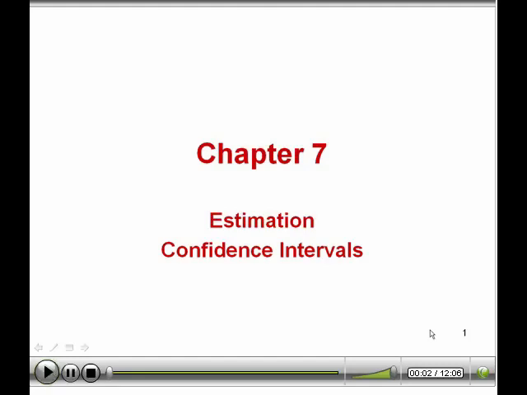In this chapter, we will be examining a process called confidence intervals as a more sophisticated way of estimating a population proportion or mean.